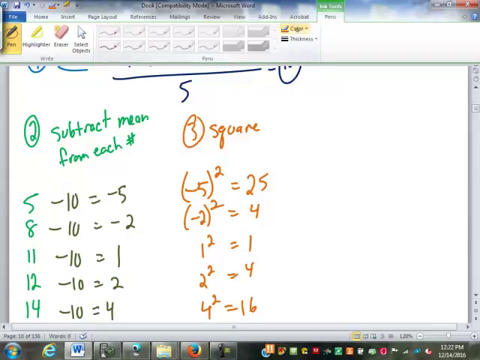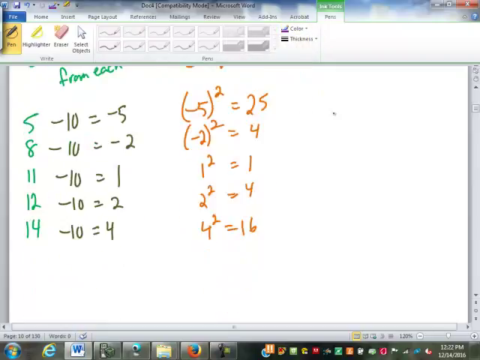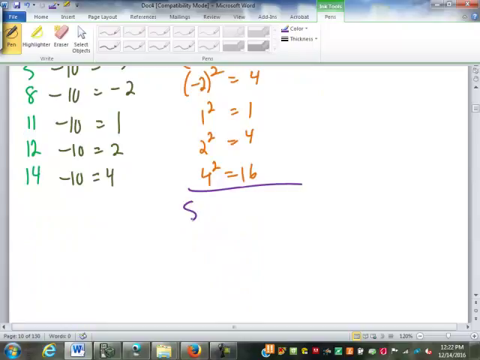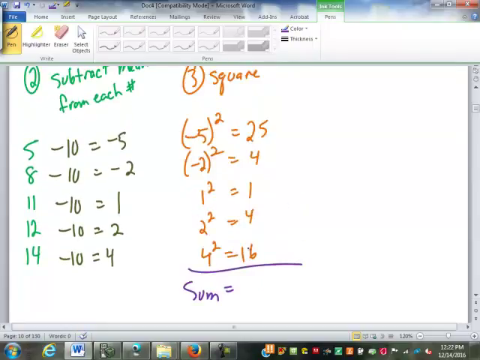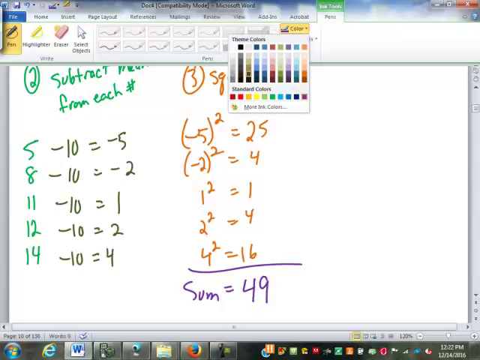Step 4, we find the total, the sum. So we add those all up. We've got what there? 20, 24, looks like a 49. So that was step 4.